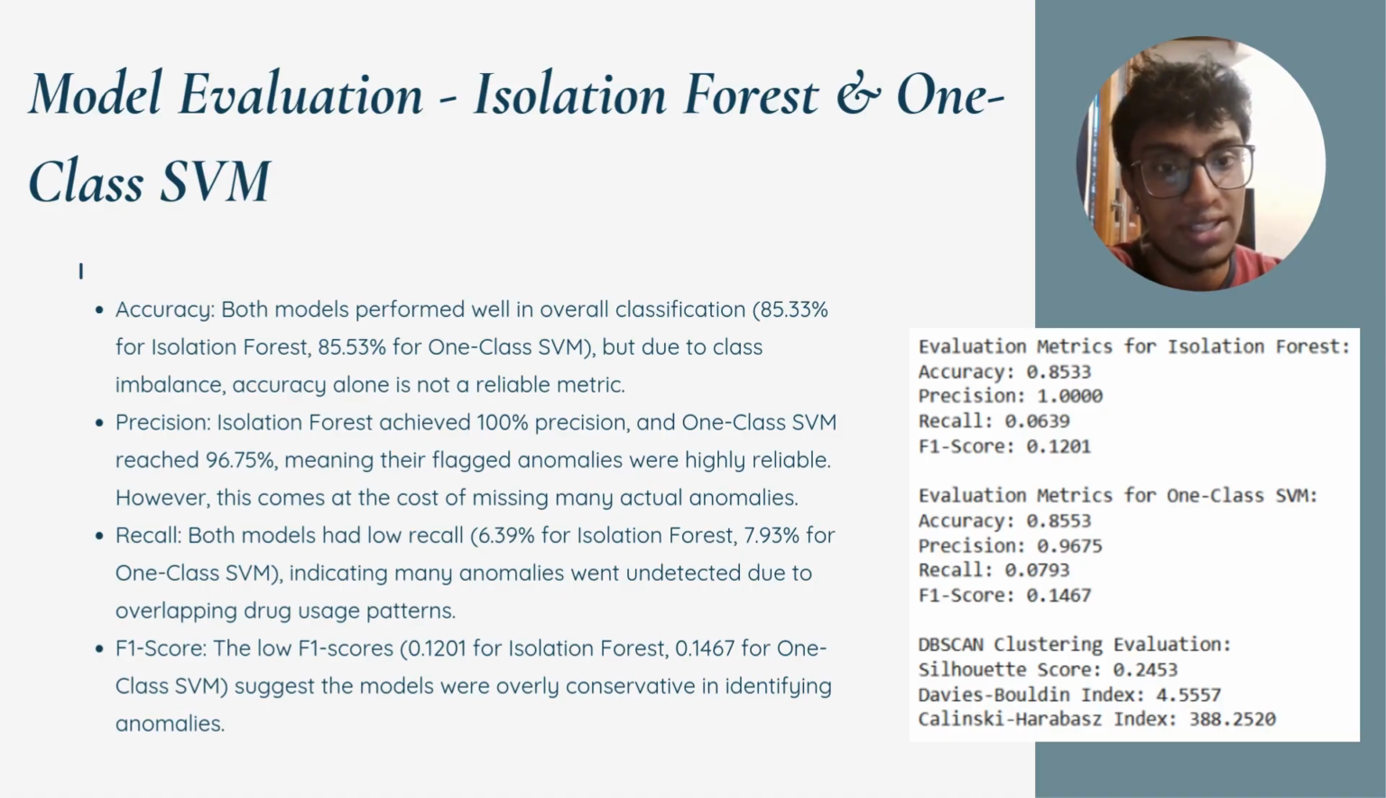The low recall indicates that both models failed to capture a significant portion of actual anomalies, likely because drug-related deaths involve complex and overlapping factors, making anomaly detection challenging. The F1 scores, which balance precision and recall, were quite low, 0.1201 for isolation forest and 0.1467 for one-class SVM, highlighting that while the models were precise, they were overly strict and missed many true anomalies.